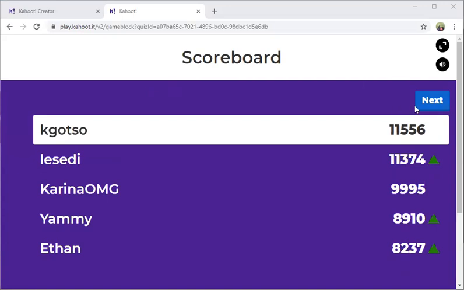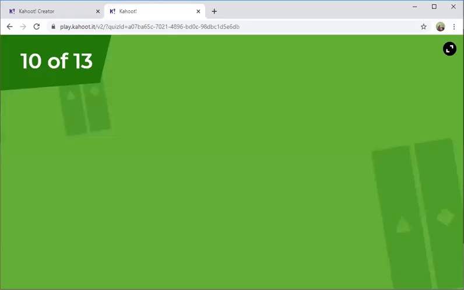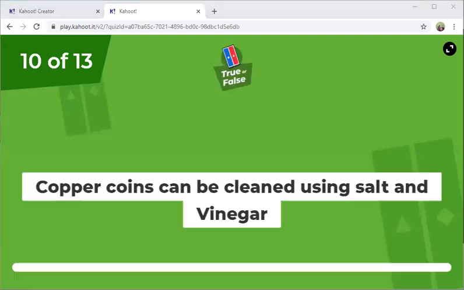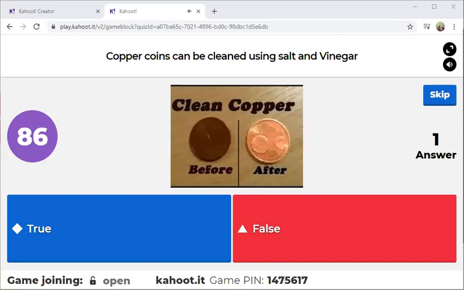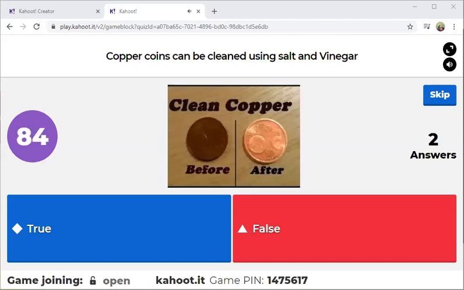Okay. See the next question. Copper coins can be cleaned using salt and vinegar. True or false? Think carefully, guys, before you answer. Think carefully. Is it true or false? Copper coins can be cleaned using salt and vinegar.